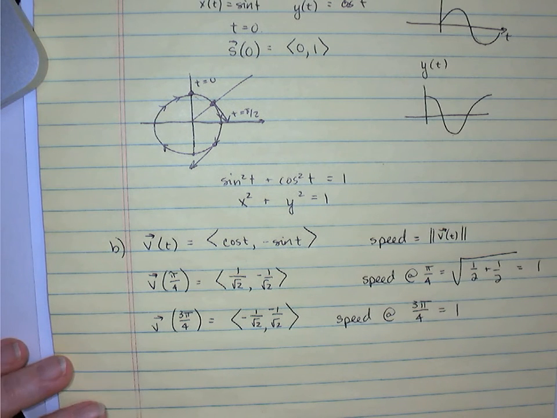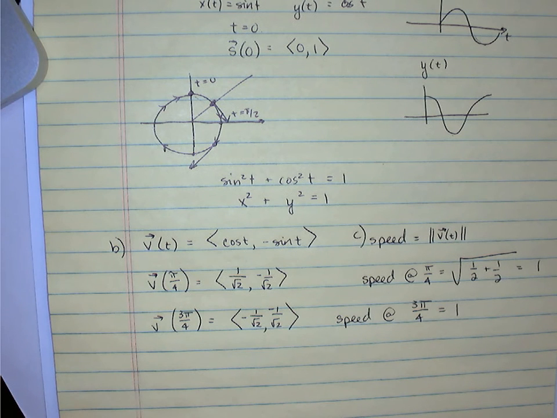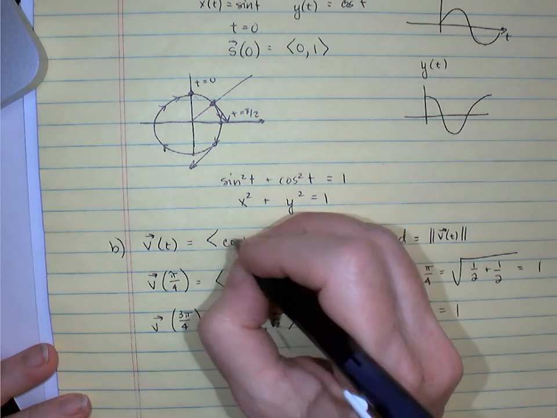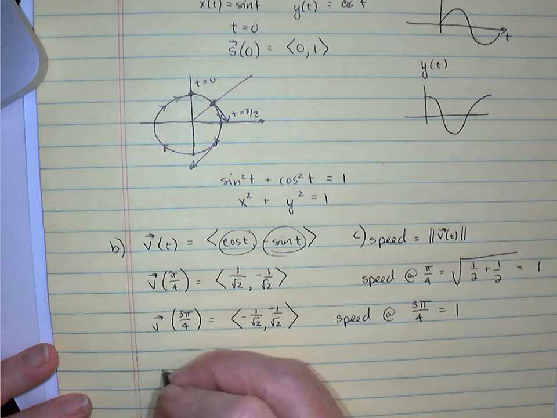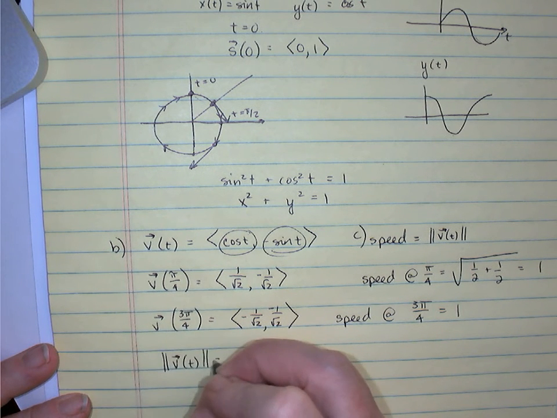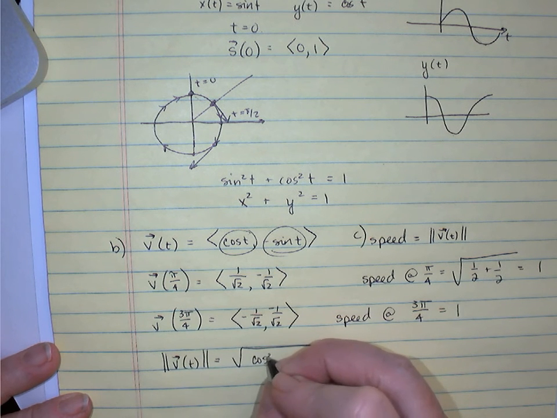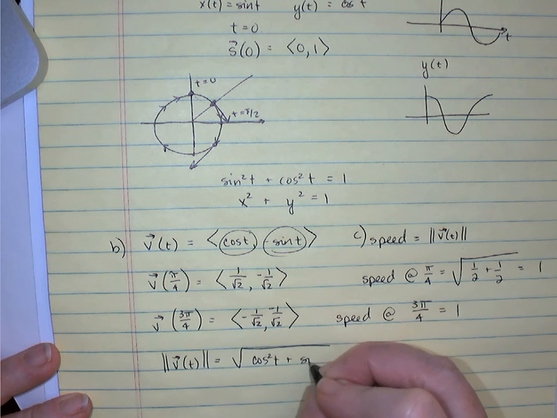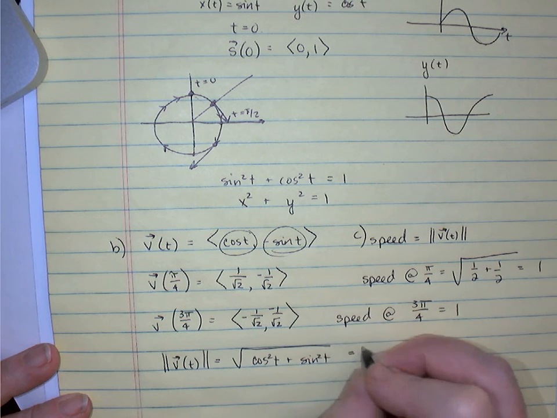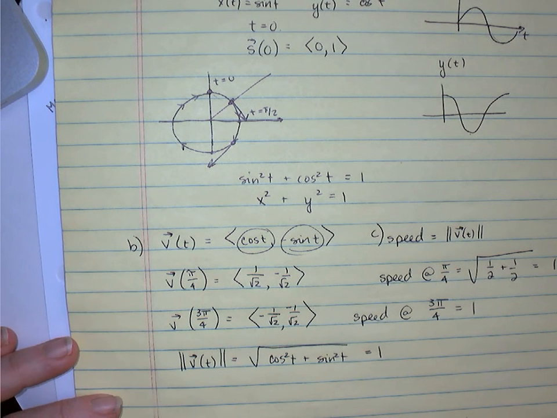So then for part D, so this was C, for part D, we are asked if we can assume that the particle travels at constant speed. Well, in fact, of course we can, because our velocity magnitude is always going to be the square root of our x component squared and our y component squared. That negative is going to go away. So in fact, we're traveling with a constant speed of 1 around this unit circle.